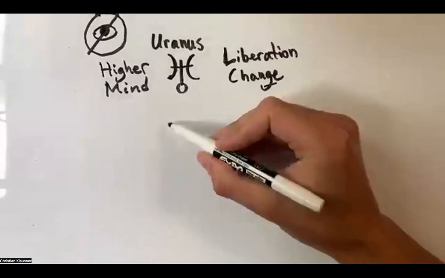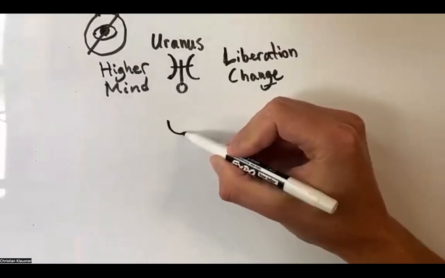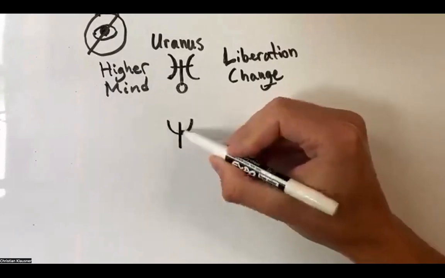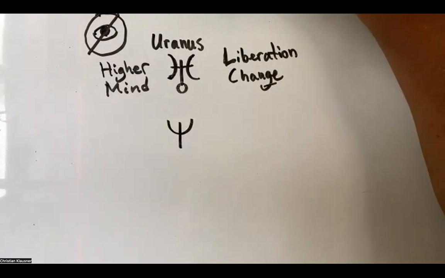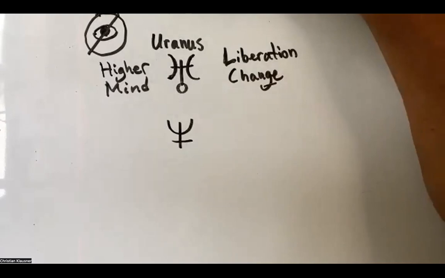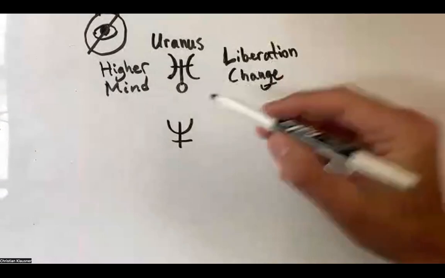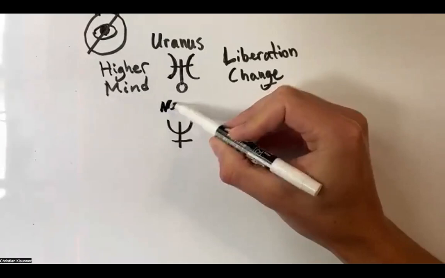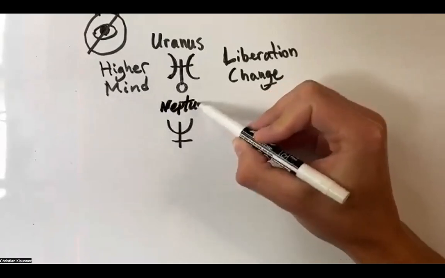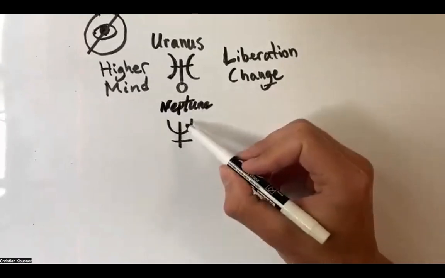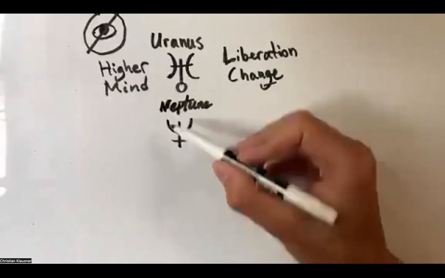So next we have Neptune. Neptune is a crescent, and then the line going down here, which makes the trident, of course. And then we have the cross. So this symbol kind of looks like a trident, sure, because it's Neptune. Right, I get it, god of the sea. Okay. But it also looks like an antenna. And Neptune, this is your psychic antenna.